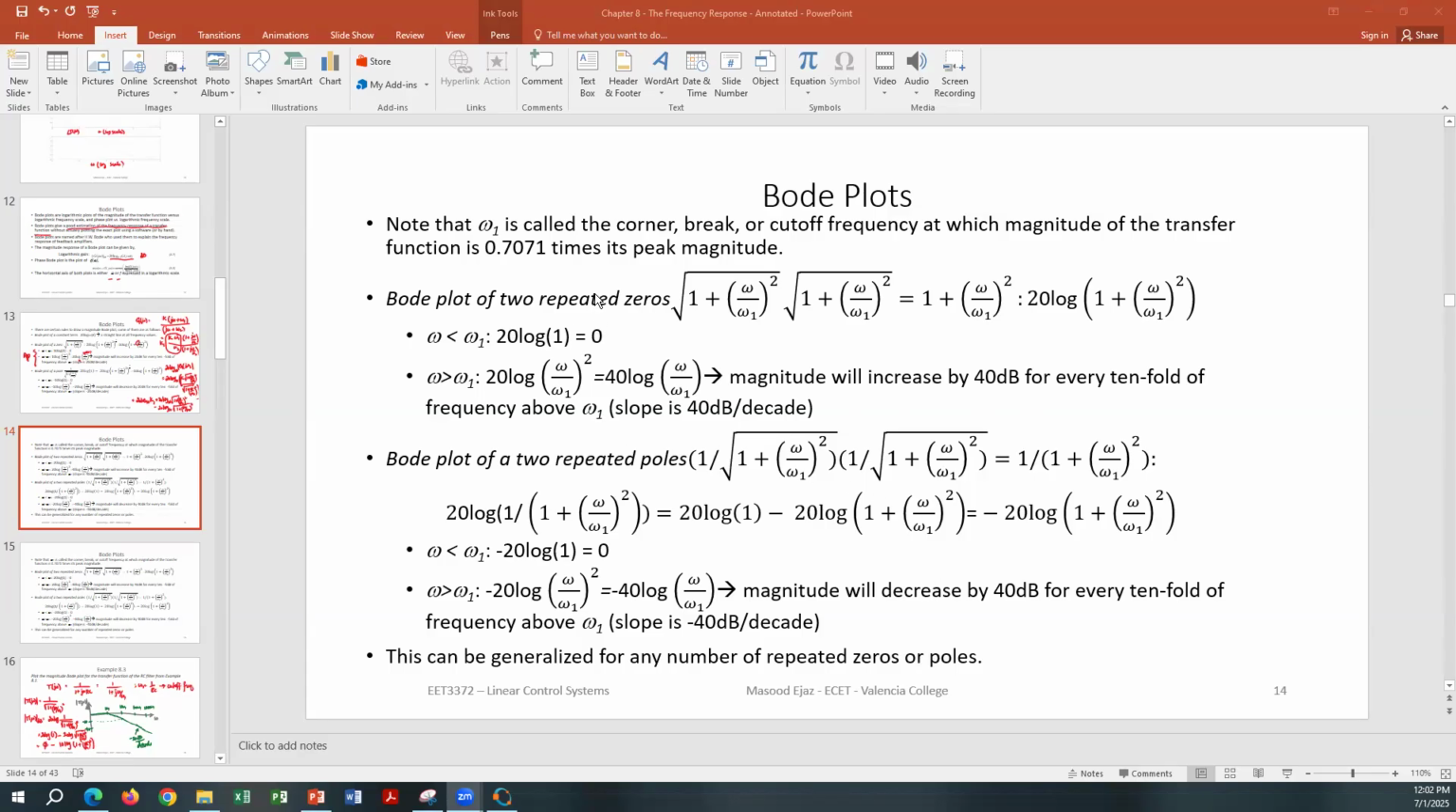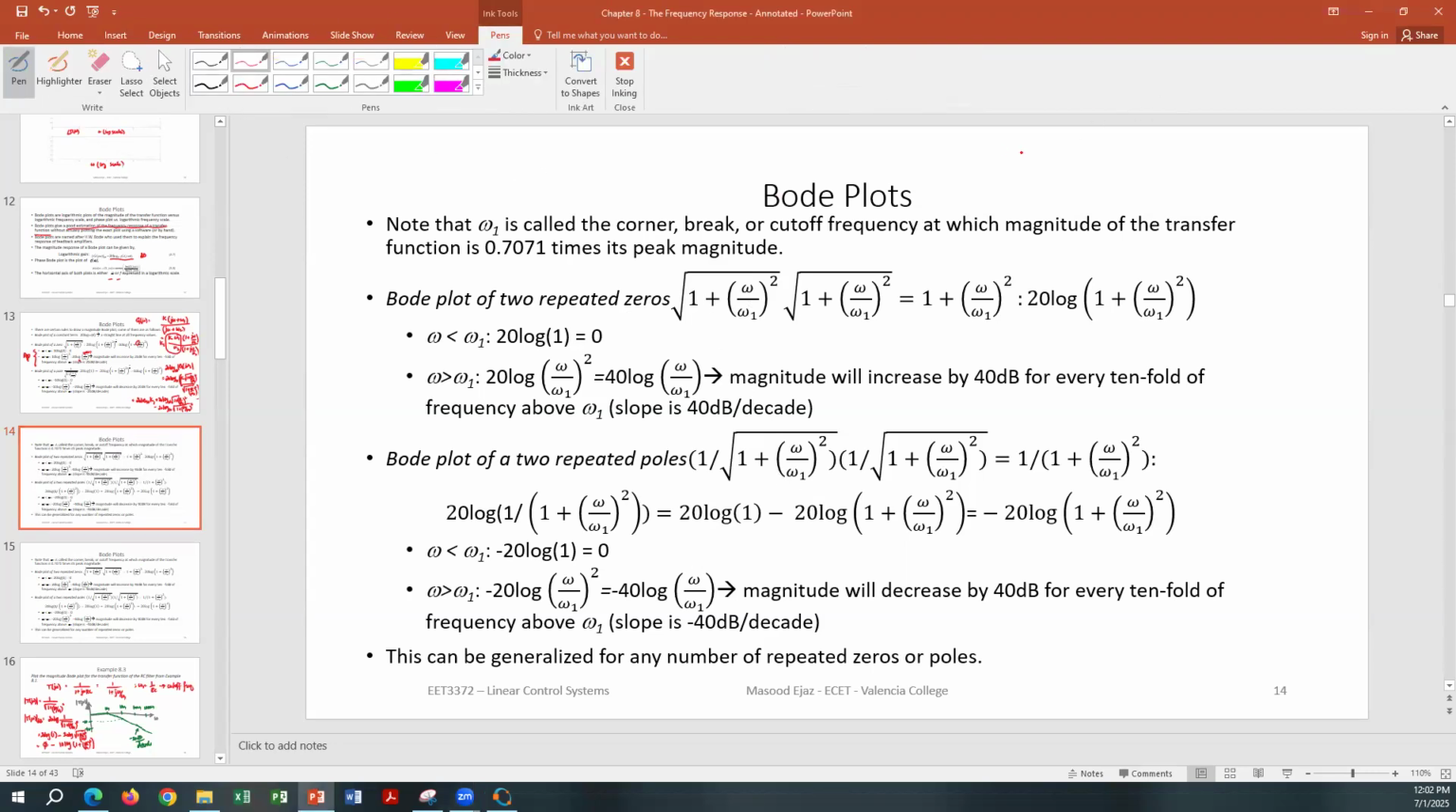So if you have two repeated zeros, 1 plus omega over omega 1 squared, if you have G of j omega, let's say, K times 1 plus j omega over omega 1 squared, a term like this, which you can write down as K times 1 plus j omega over omega 1 times 1 plus j omega over omega 1.